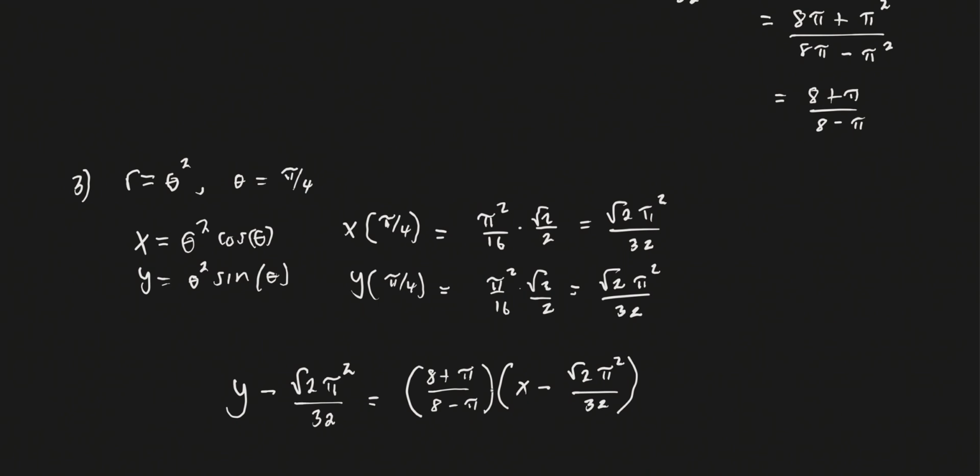So that's the story behind the slope of a polar curve. It really boils down to going from the polar to the parametric form, and then we can do everything that we know about parametric curves.